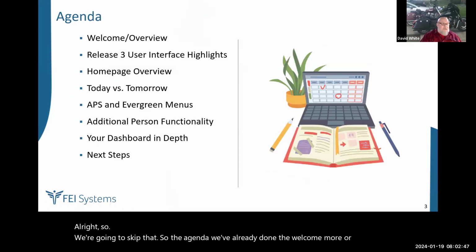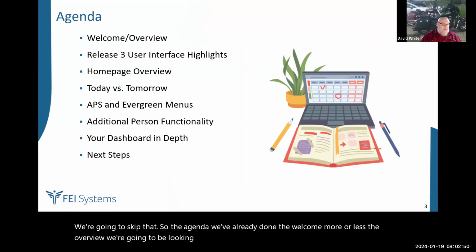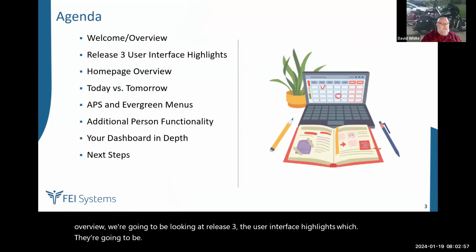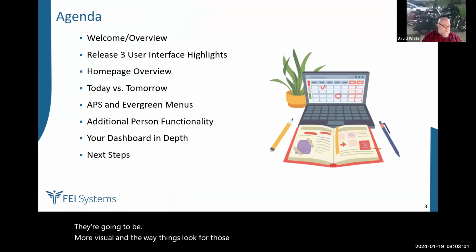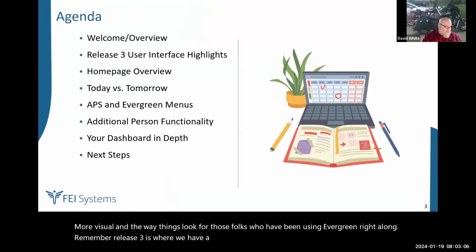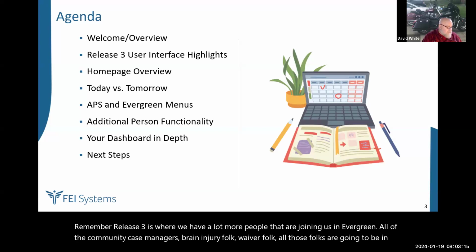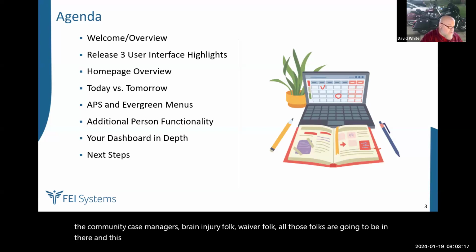The overview: we're going to be looking at release 3, the user interface highlights, which are going to be more visual, the way things look, for those folks who've been using Evergreen right along. Remember, release 3 is where we have a lot more people joining us in Evergreen. All of the community case managers, brain injury folk, waiver folk are going to be in there. And this is essentially built to accommodate them and their needs.